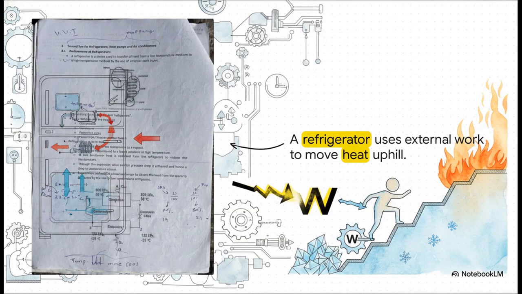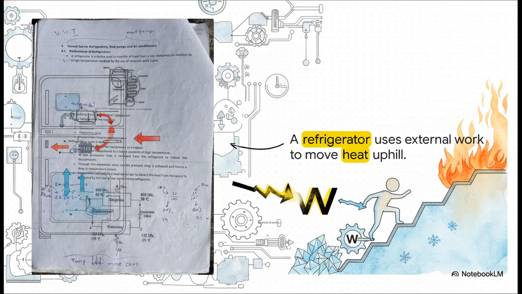But here's the wild part. A refrigerator is literally just a heat engine running in reverse, because we are trying to force heat to travel backward against its natural flow. Literally pulling heat out of the cold freezer and shoving it into your warm kitchen, the universe demands a toll. And that toll is external work.